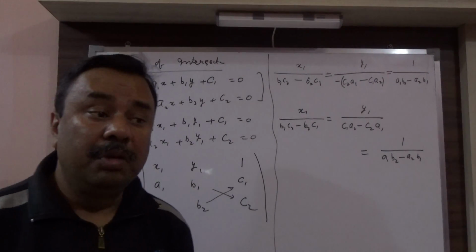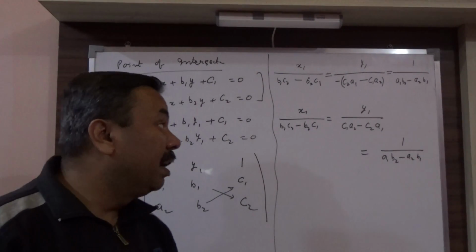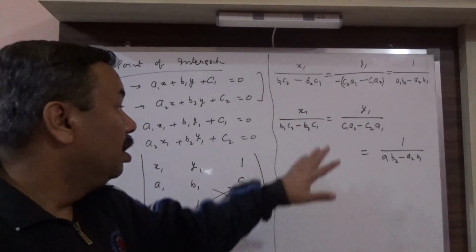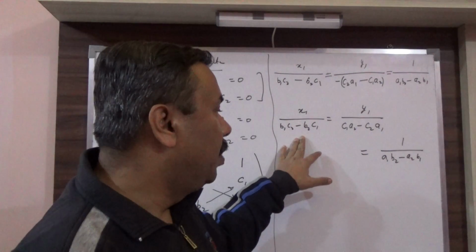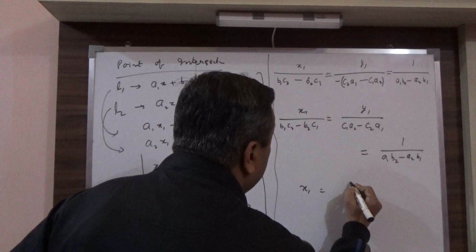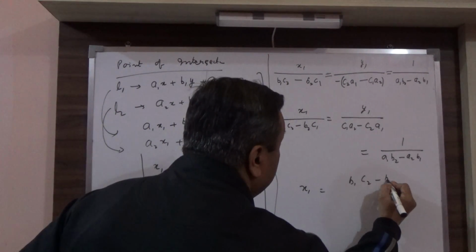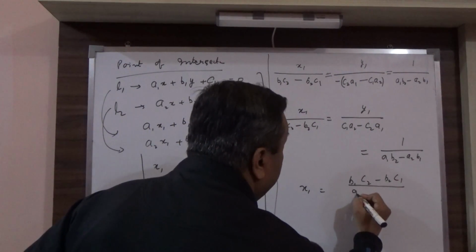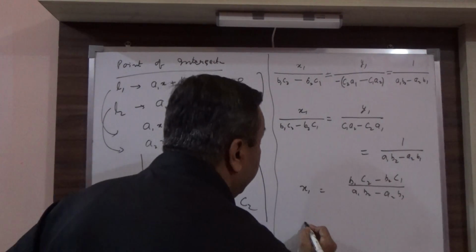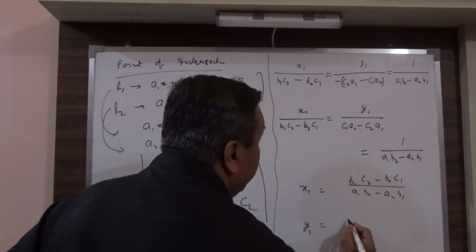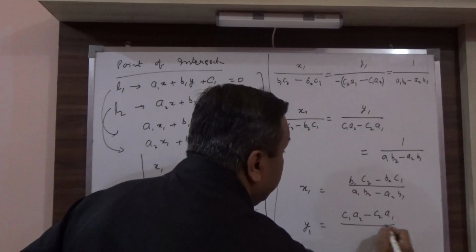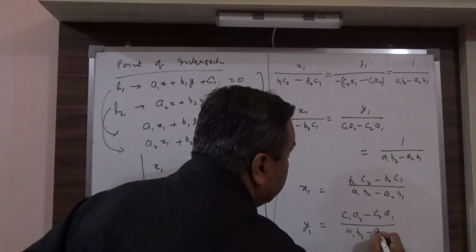Or actually, what is my target? My target is to find the value of x1 and y1. Okay, so use the first term and the last, and what will be x1? b1 c2 minus b2 c1 divided by a1 b2 minus a2 b1. Similarly, what will be y1? y1 will be c1 a2 minus c2 a1 divided by a1 b2 minus a2 b1.